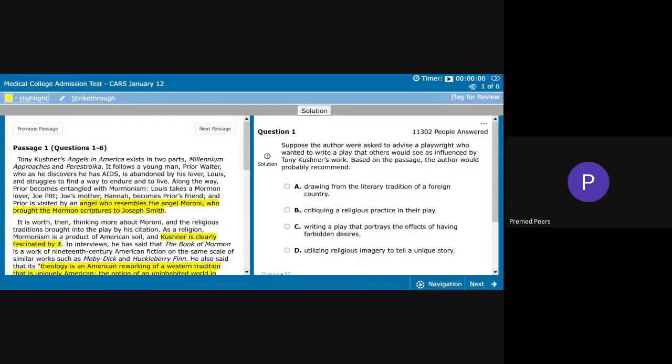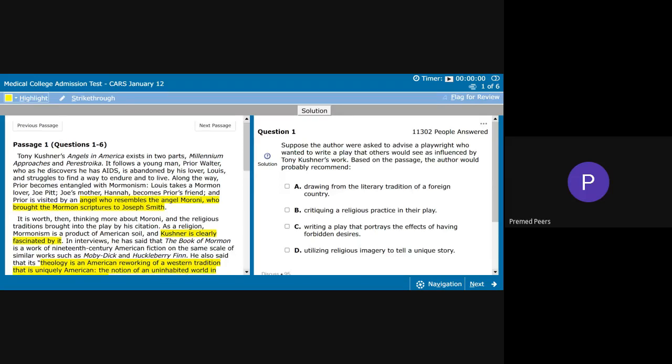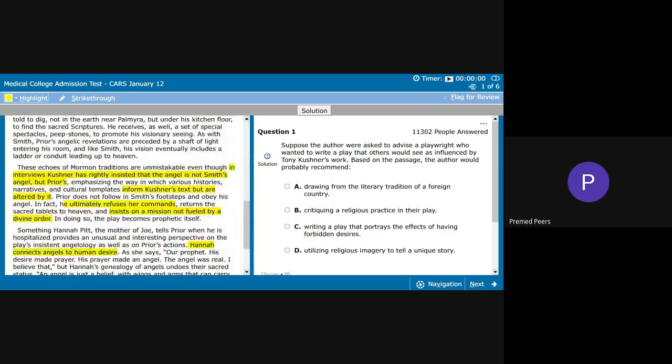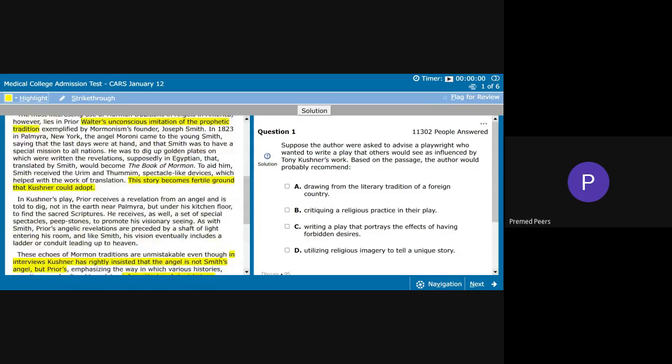Alrighty. So this is the passage that we just went over. This is called Tony Kushner. It's on Jack Weston. So this is how I highlighted the passage. Again, totally fine if your highlighting looks different.